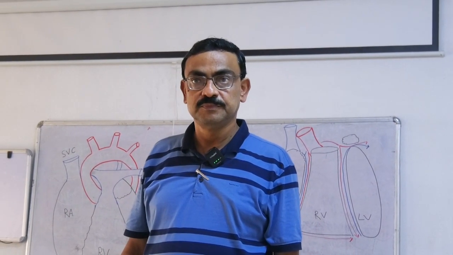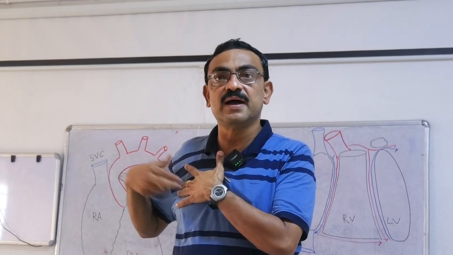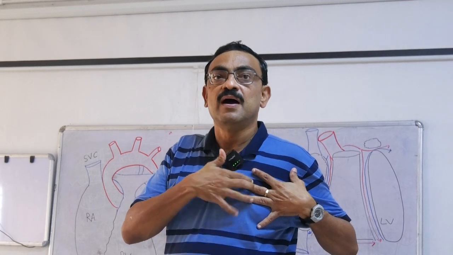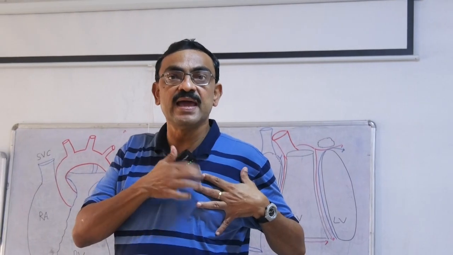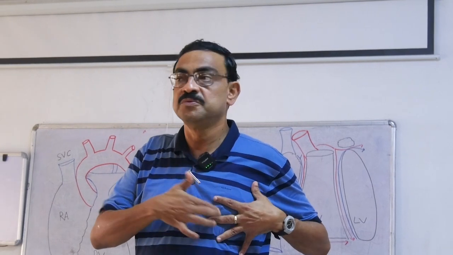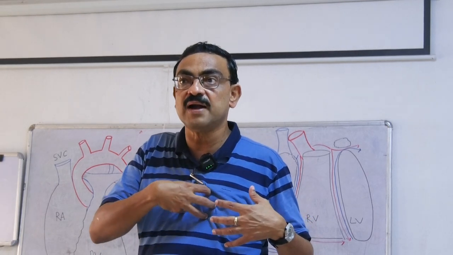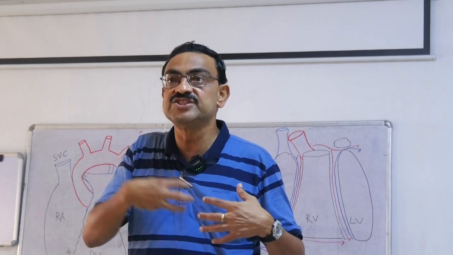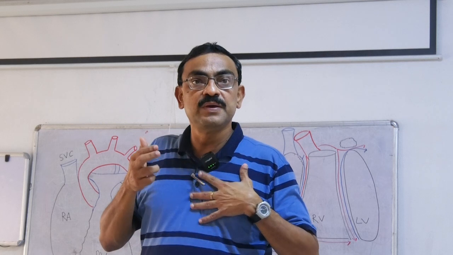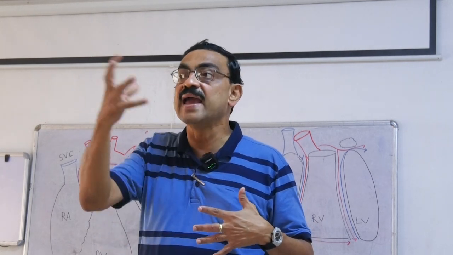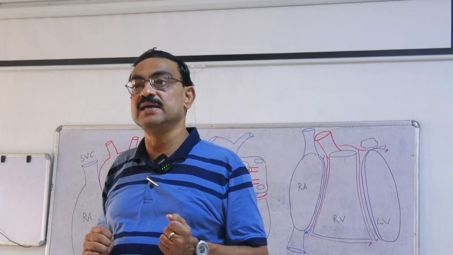Over the lung, if we percuss, we will get a particular tone. If there is air, it will be a resonating sound. But over this area, as we have said, a part of the heart is in direct contact with the anterior chest wall, where if we make a percussion, we will get a dull sound. So that is called the area of superficial cardiac dullness.